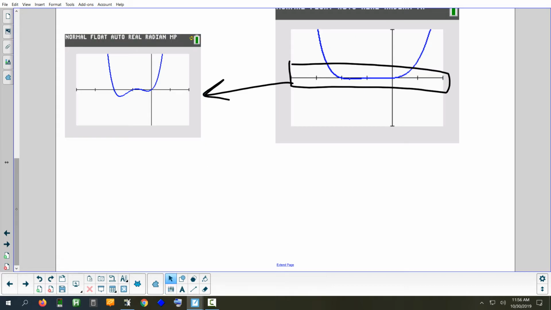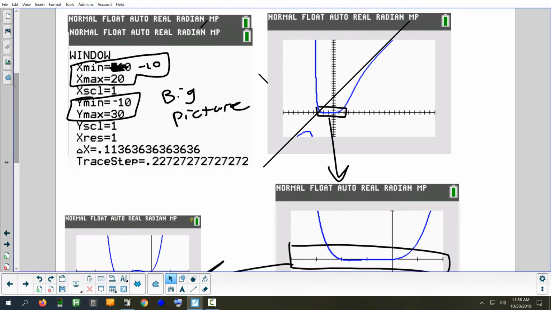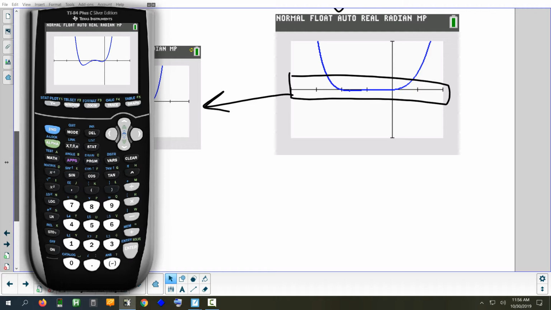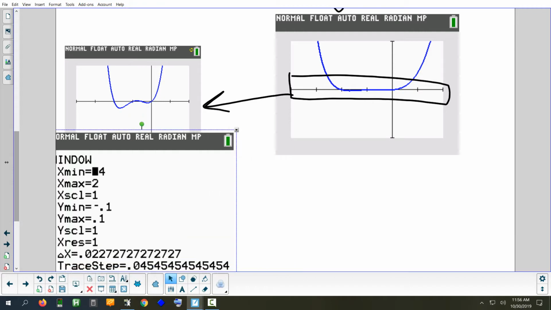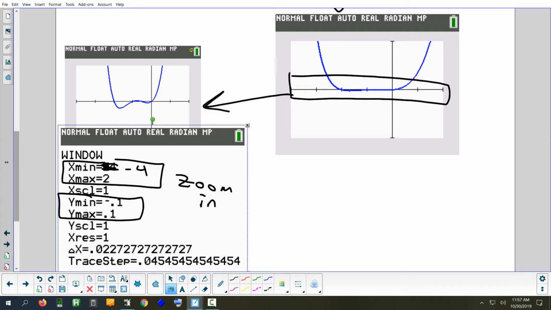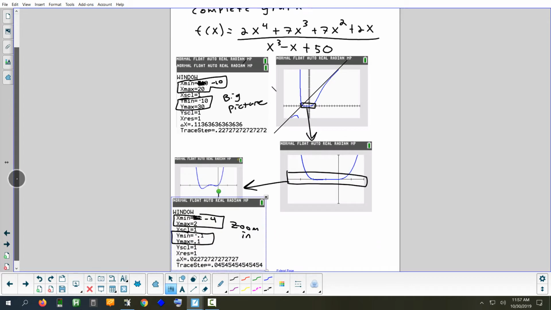So, I don't think you can describe a complete graph with a single window. I think you need a window that shows you the big picture so you can see the slant and the vertical asymptote. And then I think you need a separate window that shows you what's going on in that flat part. So I think you need both of them. So this would be kind of a zoom in window. Okay, you really need both. There's no way to see all of this at the same time on the same screen. Okay, so big picture window and then a zoom in window.